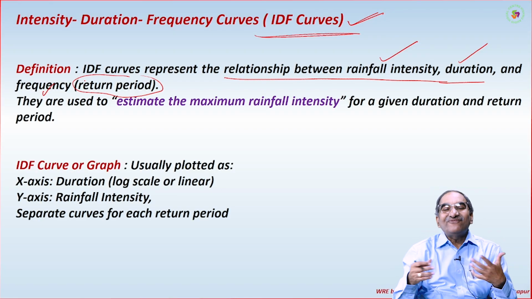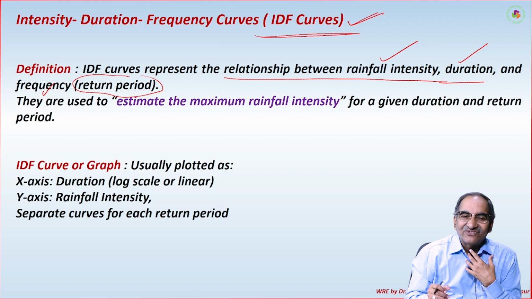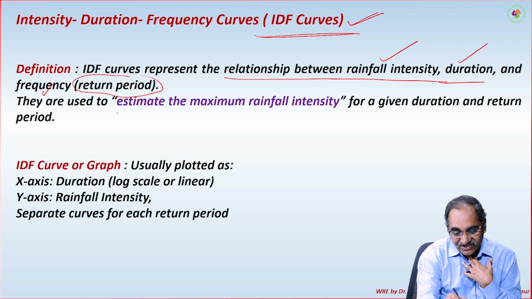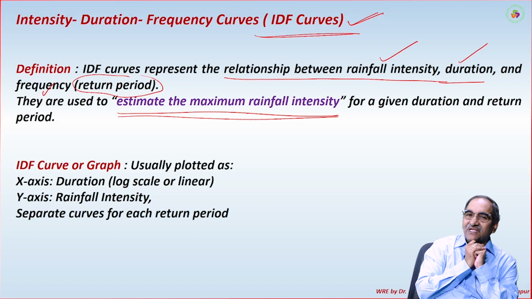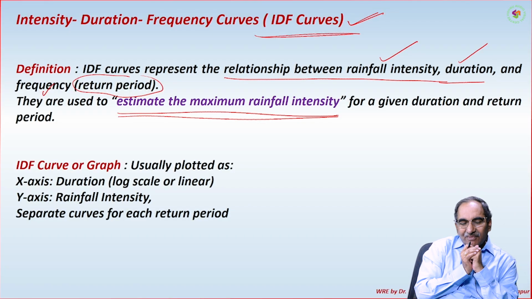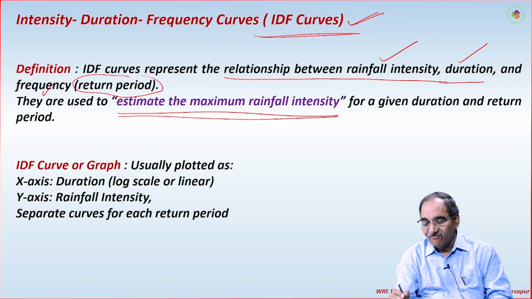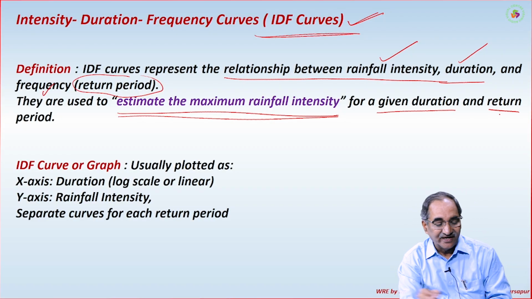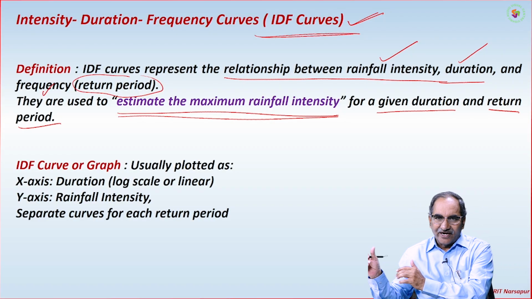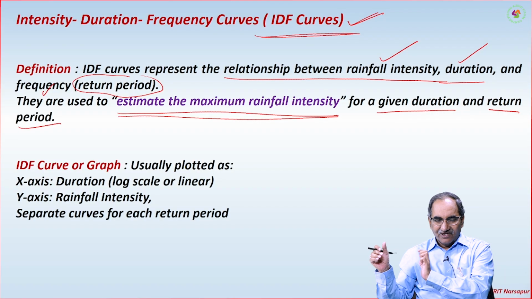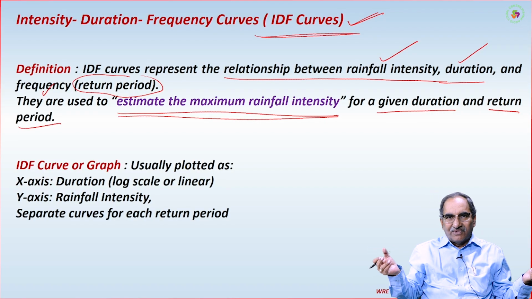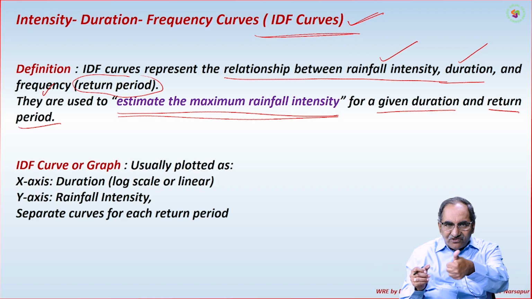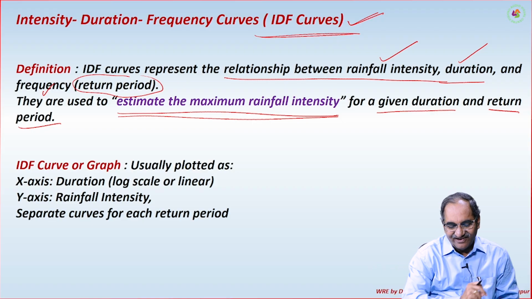Right? Now what are IDF curves meant for? They are meant to estimate the maximum rainfall intensity. That is the purpose. The purpose of an IDF curve is to estimate the maximum rainfall intensity for a given duration and return period. If the return period is 100 years, for example, and the duration is 1 day, and I ask what the maximum rainfall intensity is, if you want to estimate it, you require the IDF curve.